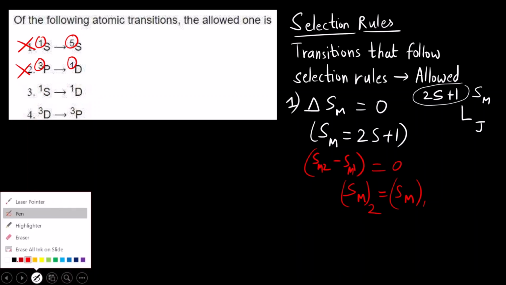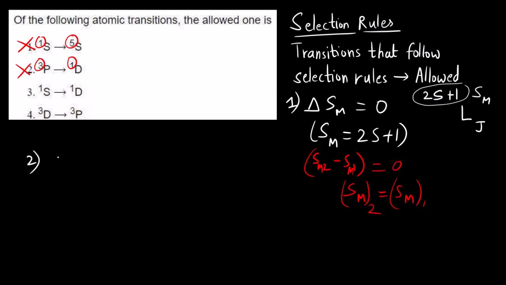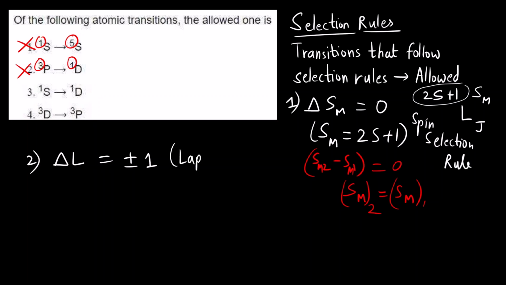How do you distinguish? That we can do by using the second rule. Change in the L, or the term, should be plus or minus 1. This is called the spin selection rule. The first one is called the spin selection rule. This is called the Laporte selection rule, or Laporte's rule. So S, P, D, F, the L values, if you write down, are 0, 1, 2 and 3.